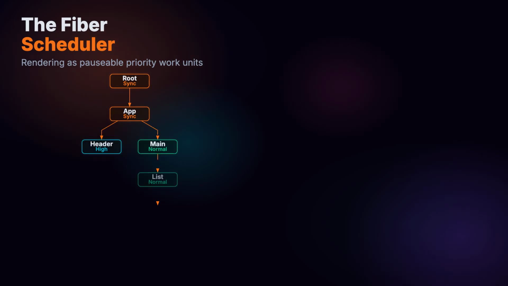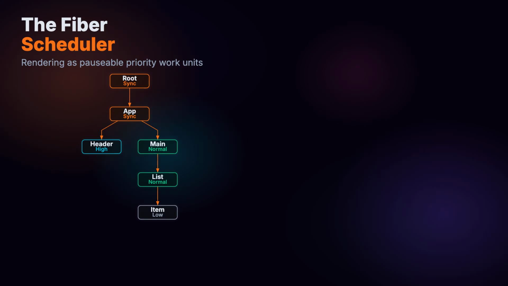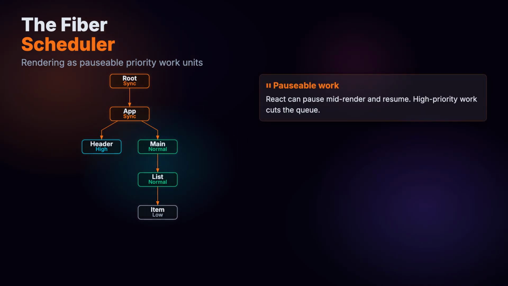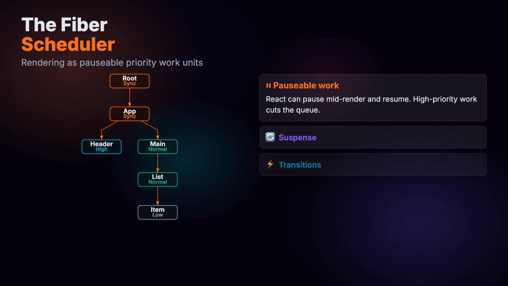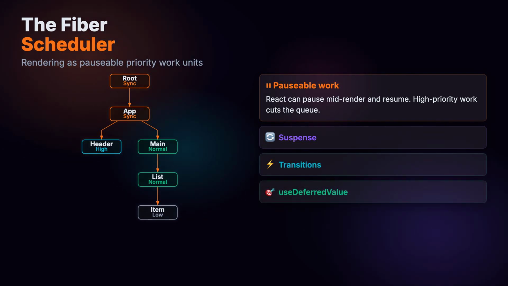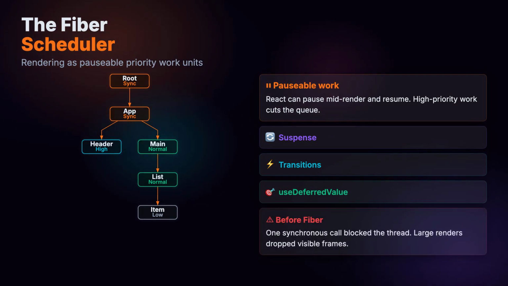React's rendering engine runs on a scheduling architecture called Fiber, introduced in version 16. Fiber lets React pause a render in the middle and come back to it later. This is what makes concurrent features like suspense and transitions possible at all. Before Fiber, a large render would lock up your thread and drop visible frames.